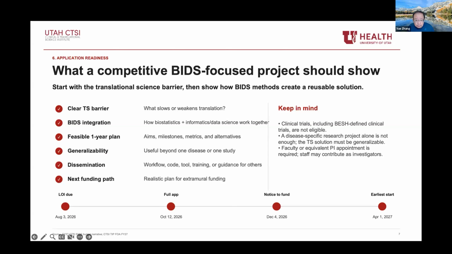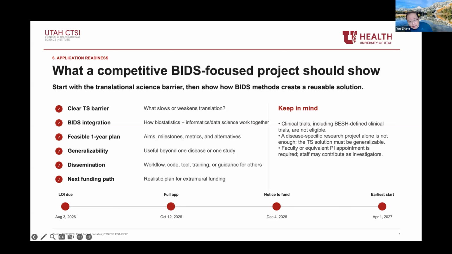So this is my final slide. I want to talk about the BIDS focused seed grant in the TIP program, a competitive BIDS focused application. By the way, this slide essentially reflects my current thinking since we just started this effort this year, so definitely there may be something I missed. But I think this is a good starting point.